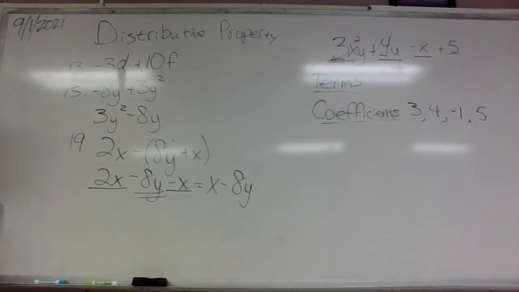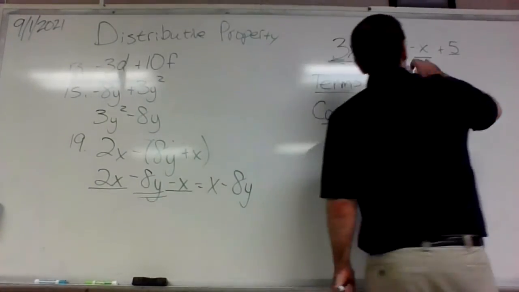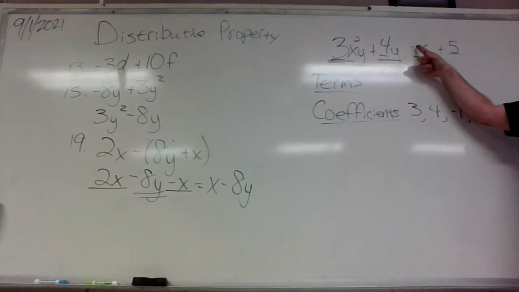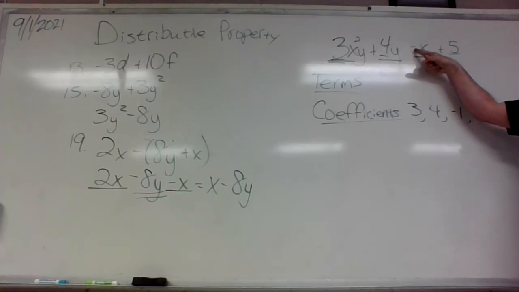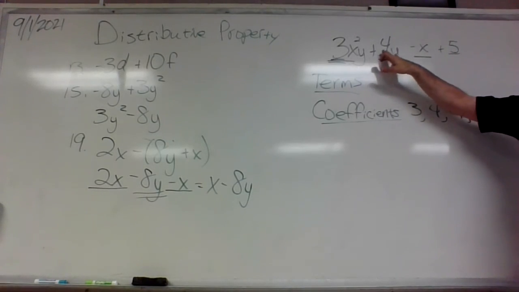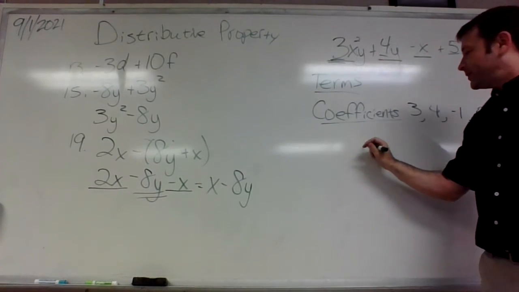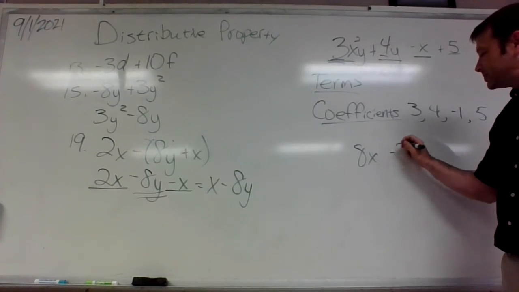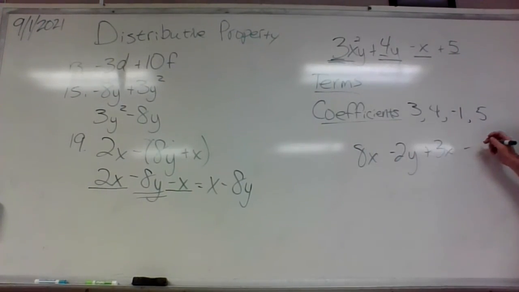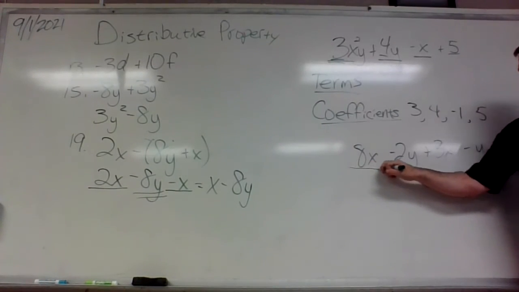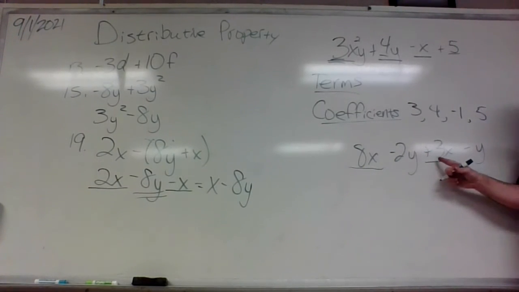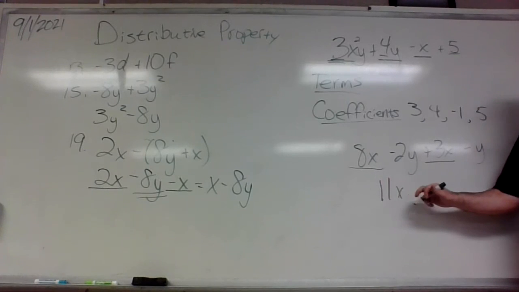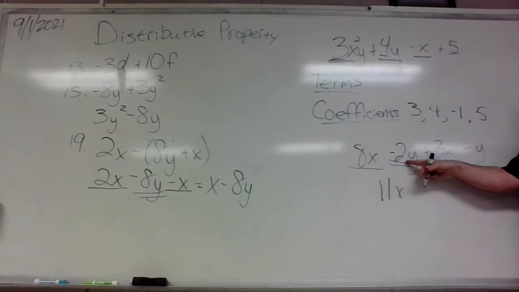I forgot to mention something. This is a mistake that people make a lot. If there's a plus right here, that only applies to this. This minus only applies to this, not the 5. It's the sign right in front of the number. So, for example, if I had 8x minus 2y plus 3x minus y. To do the x's, I do 8x plus 3x. That minus does not apply to this. 8x plus 3x is 11x. And then for the y's, it would be negative 2y.